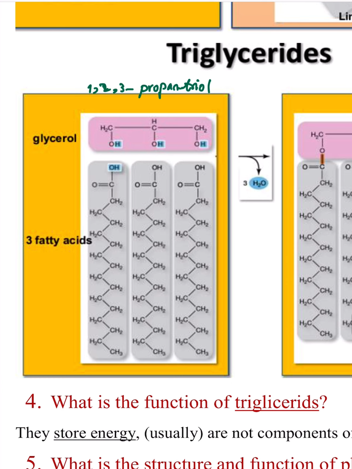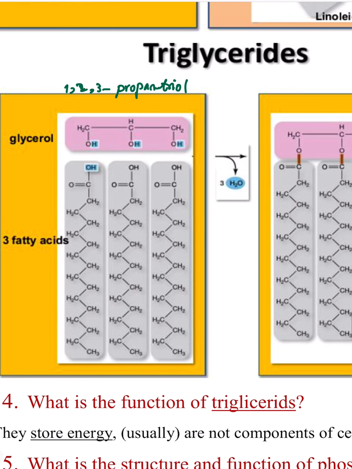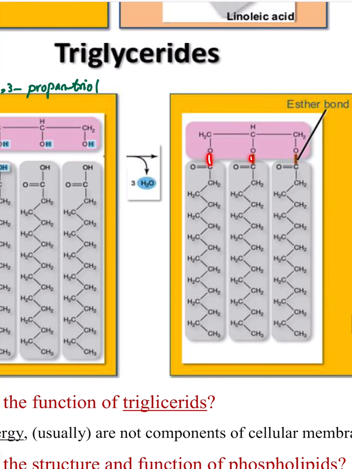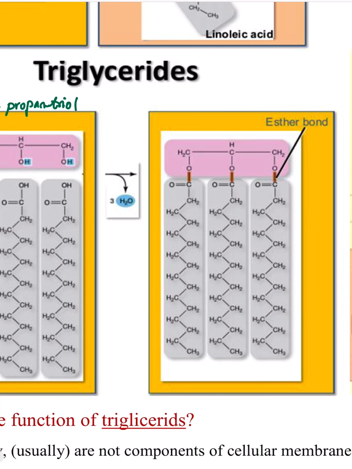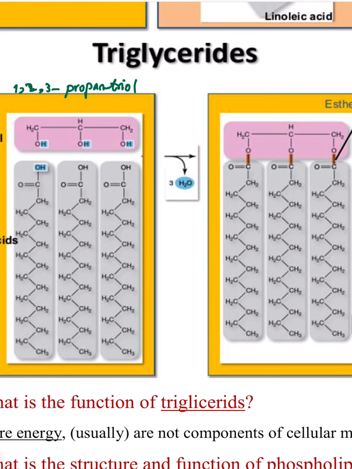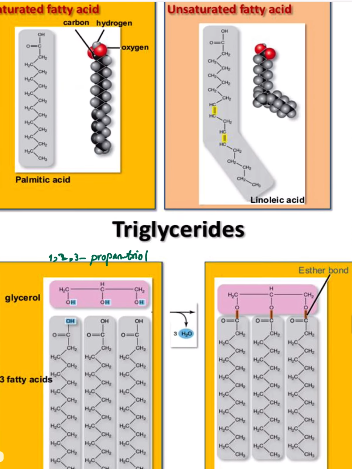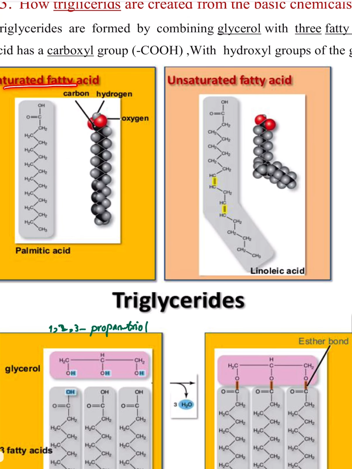It reacts with 3 fatty acids and forms, with removal of water, dehydration, 3 ester bonds. And then glycerol binds to the 3 fatty acids. But we can have 3 types of fatty acids. One is the saturated fatty acid, and one is the unsaturated fatty acid.